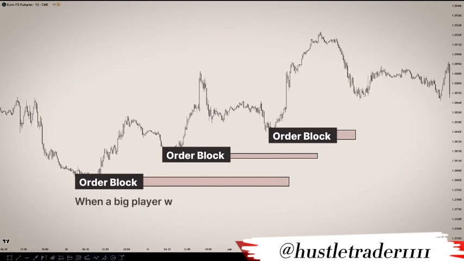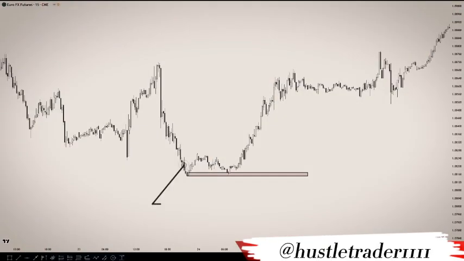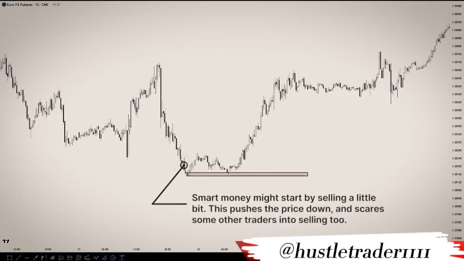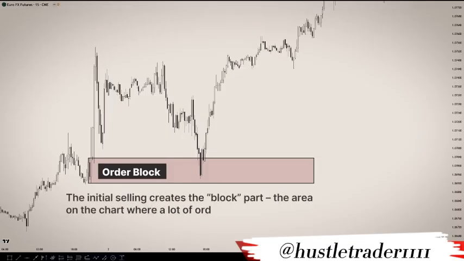Think about it. When a big player wants to buy a lot of stock or currency, they can't just place one big order. That would spike the price, and they'd end up paying way more than they want to. So instead, they break up their big order into smaller pieces. They might start by selling a little bit. This pushes the price down and scares some other traders into selling too. Now there's more supply in the market, which is exactly what the smart money wants. They can now start buying at these lower prices.